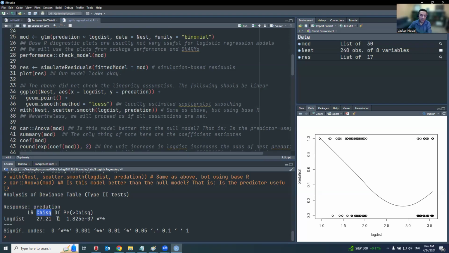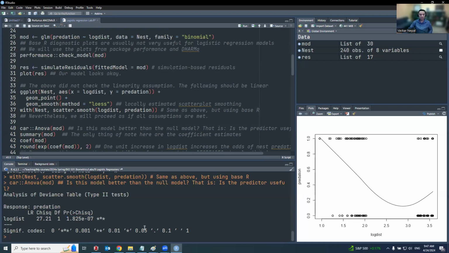But chi-square distributions only have 1 degree of freedom, and in our case, that happens to be 1. This essentially is because we only have one predictor variable. Okay, for 1 degree of freedom and a chi-square of 27.21, which is pretty large, we get a p-value that is really, really small. Now, how do you interpret this?